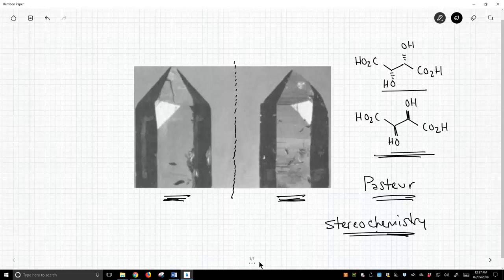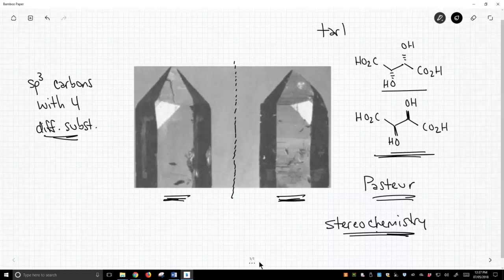And for our purposes, when we talk about stereochemistry, we're going to talk typically about sp3 hybridized carbons with four different substituents. Now, what does this have to do with tartaric acid? And these are tartaric acid over here.